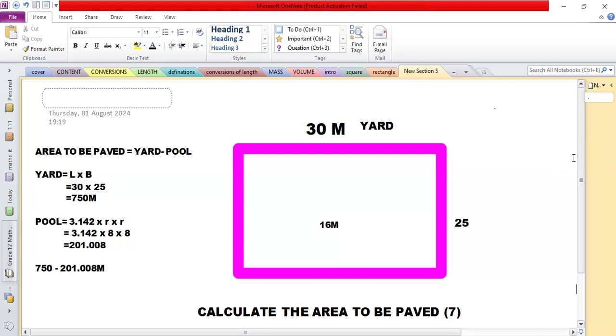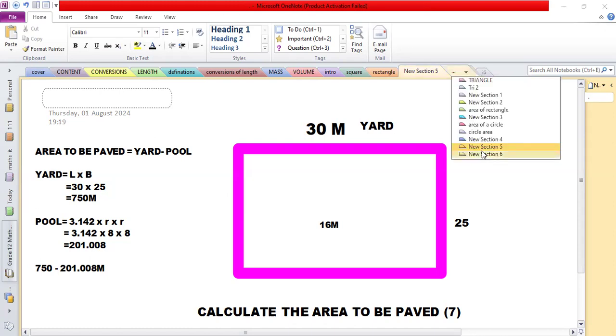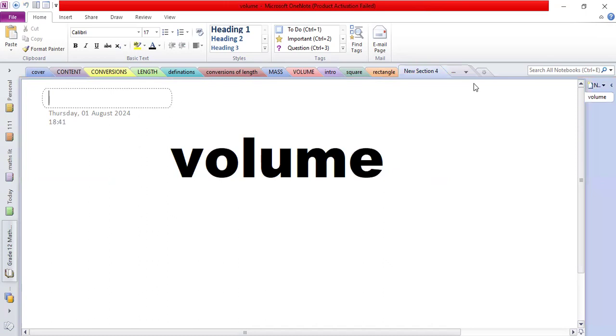I am not going to give you that question because of time. We're just going straight to volume. I appreciate your comments. Many of you are saying yes, we understand it. So now let's jump to section number 4. Volume.